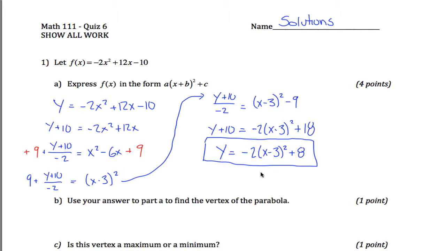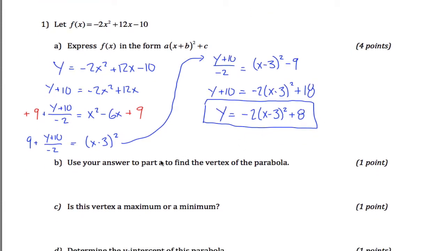Okay, why bother? Why do all that work? Well, now that we have it in this form, we can just look at this and tell where the vertex of this parabola is. So what's going on is this negative 2 flips my vertex upside down. This negative 2 flips the graph upside down and stretches it vertically, but it doesn't move the vertex at all. This negative 3 moves my vertex to the right by 3, and this positive 8 moves my vertex up by 8. What I'm saying is the vertex starts out at 0, 0, and then goes right 3 and up 8. So it ends up at the point 3, 8.